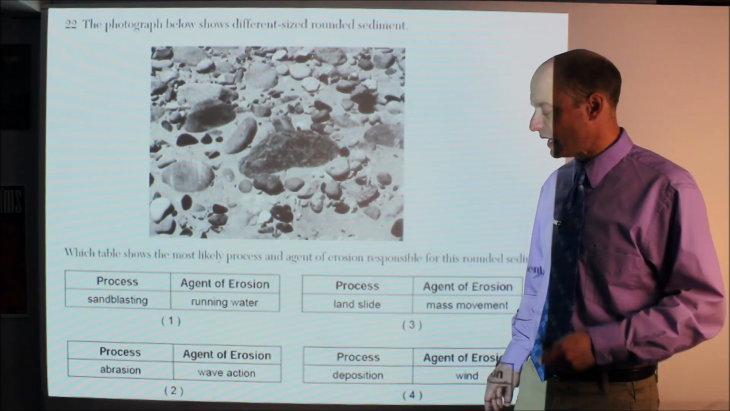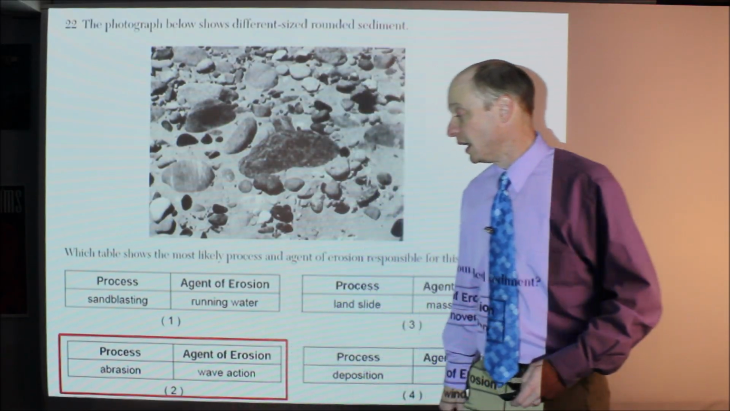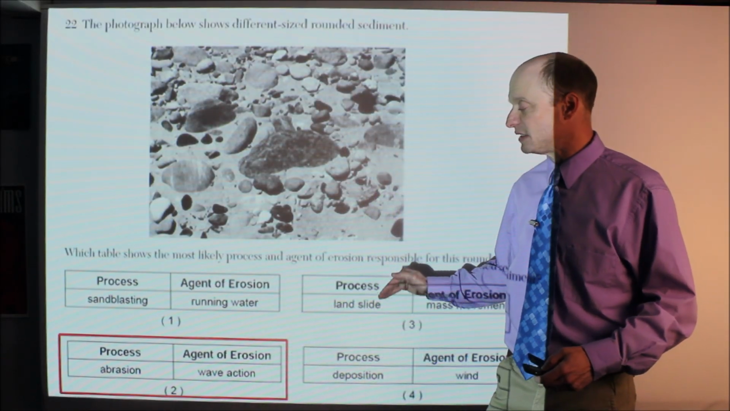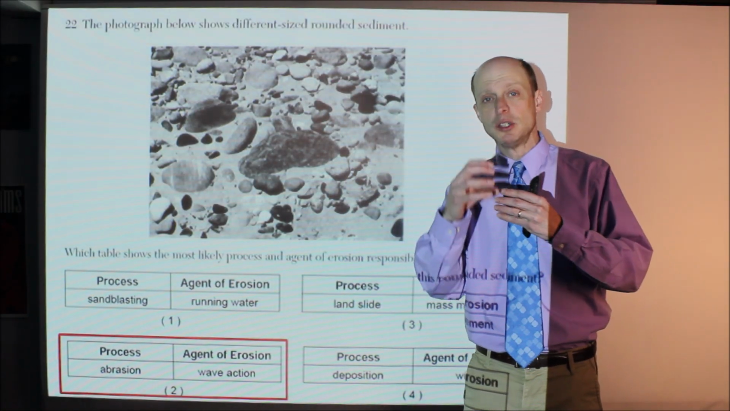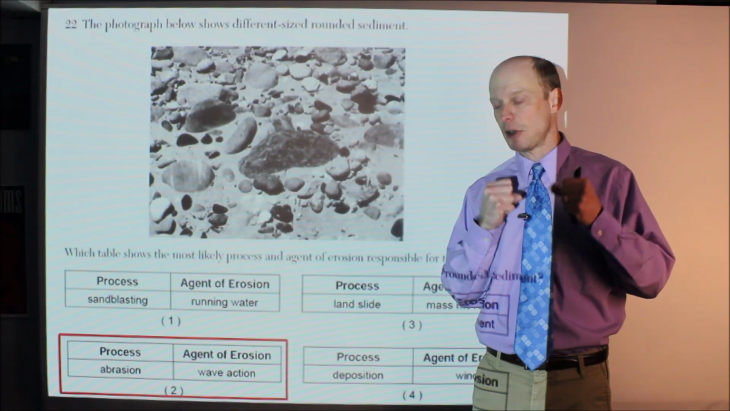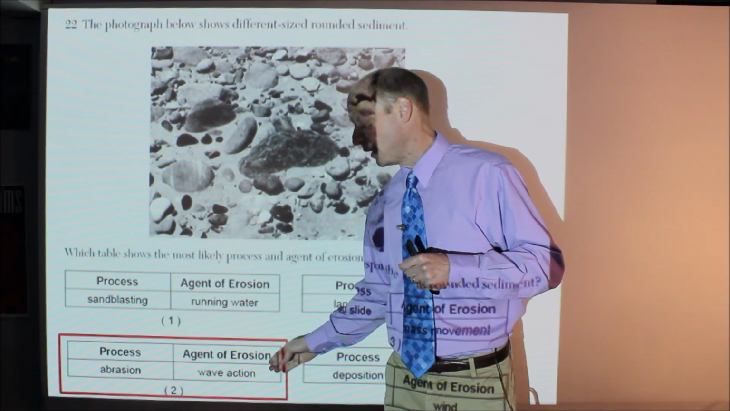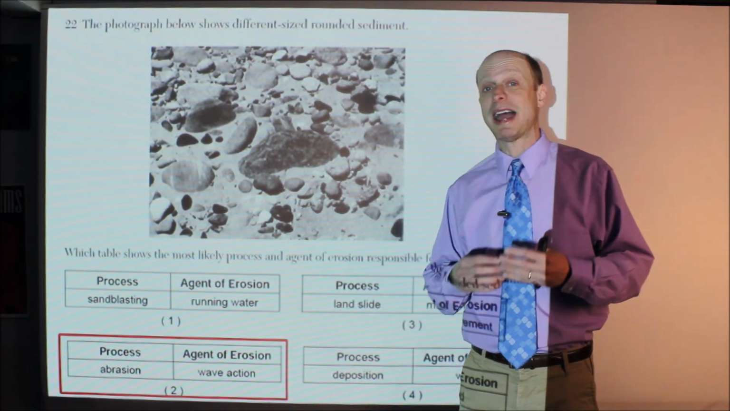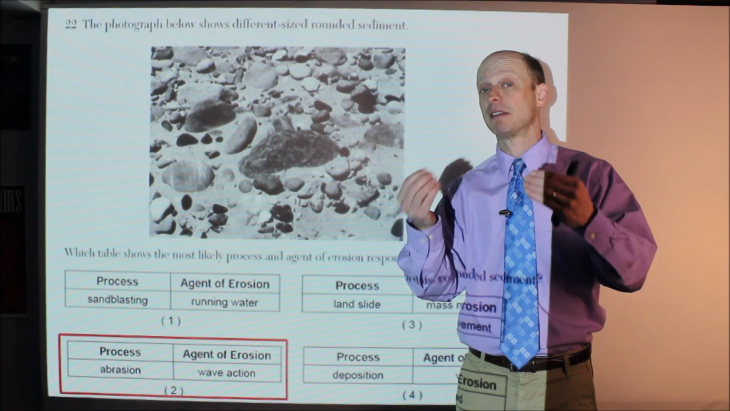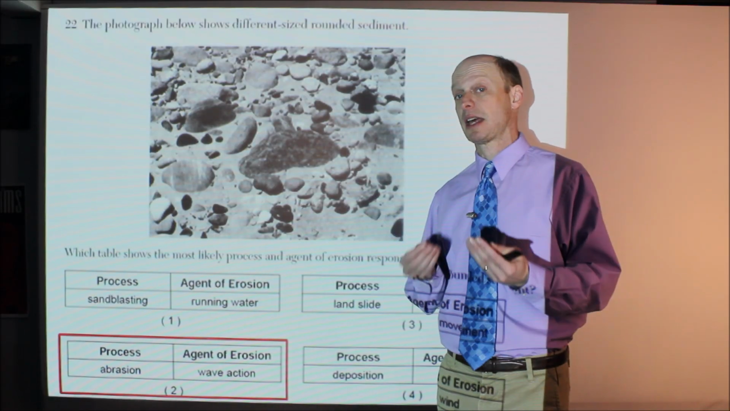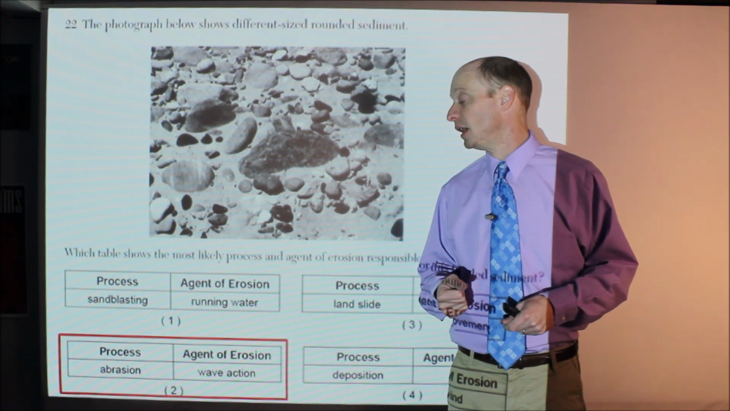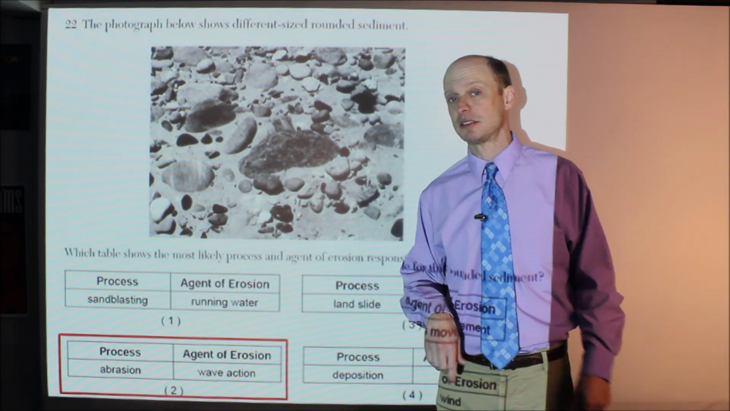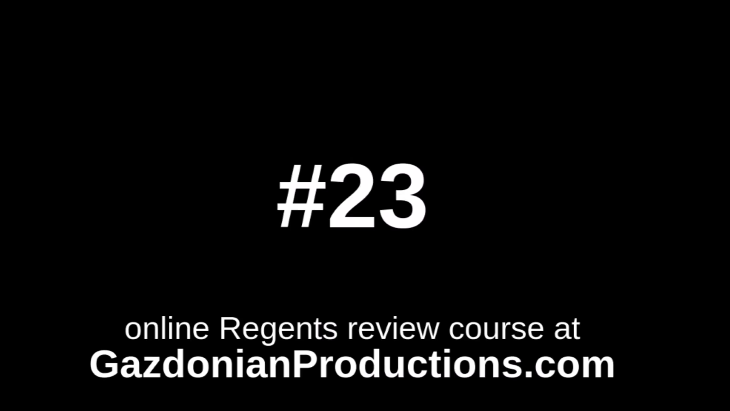So the correct answer here is choice number 2. The process that causes the rounded sediment is abrasion. Like I said, it's the tumbling into other rocks and sand hitting it, rubbing the edges of it. And wave action is where that happens. Think of the waves, the rocks rolling back and forth into each other. You get a lot of rounded sediment. You also get rounded sediments with stream erosion, but this is the best answer for this question.